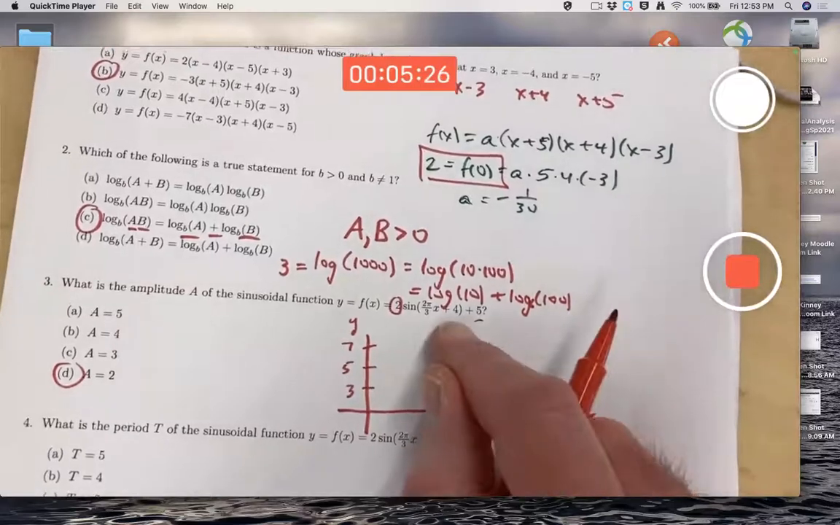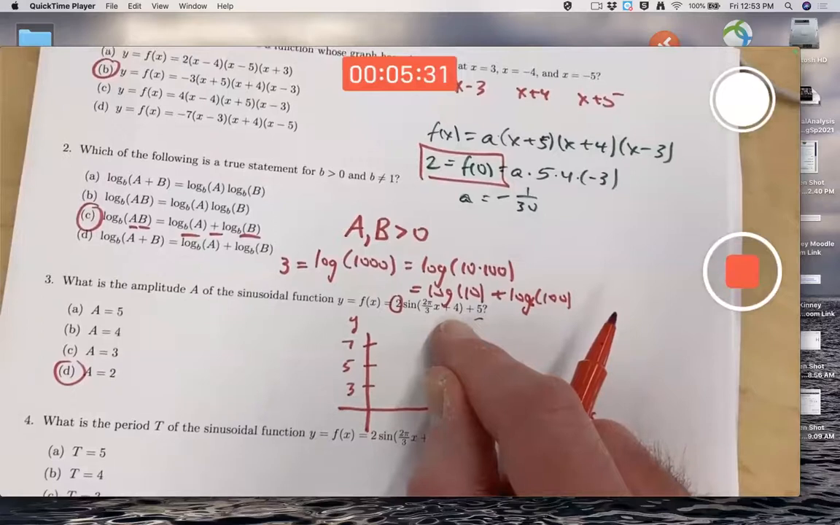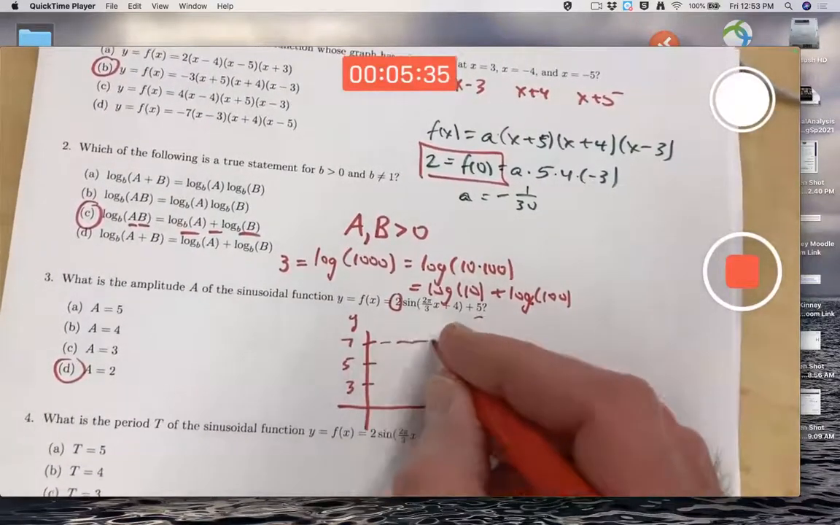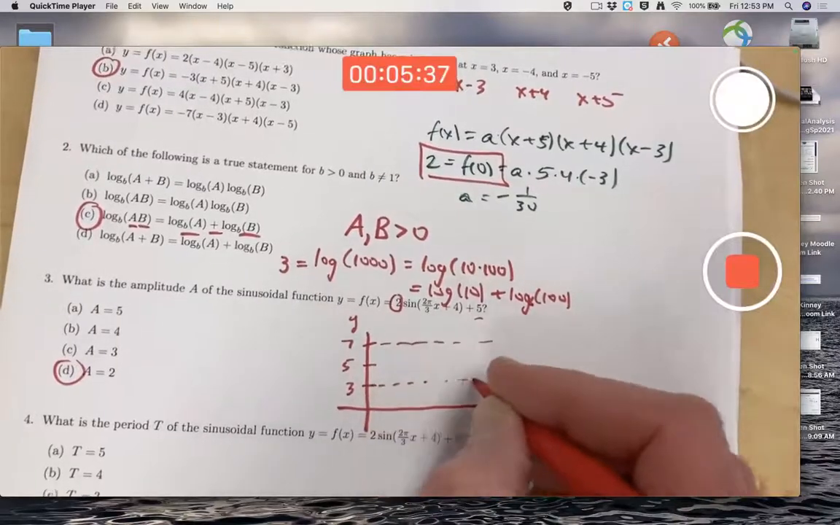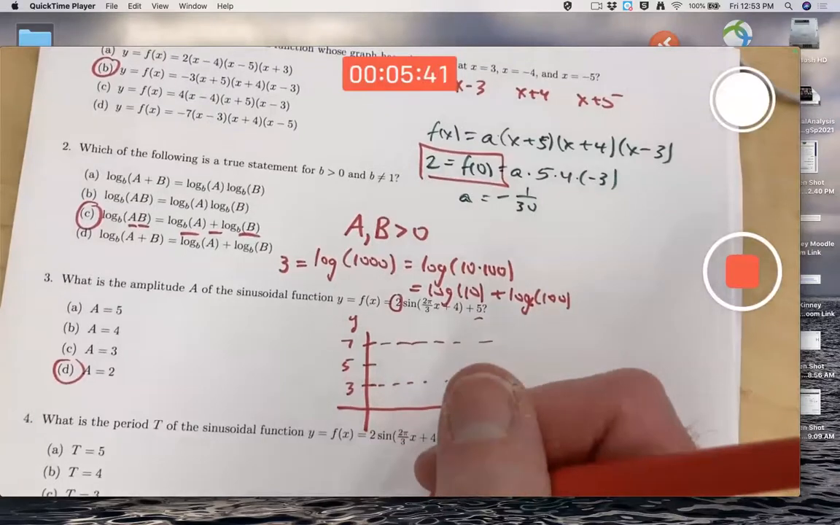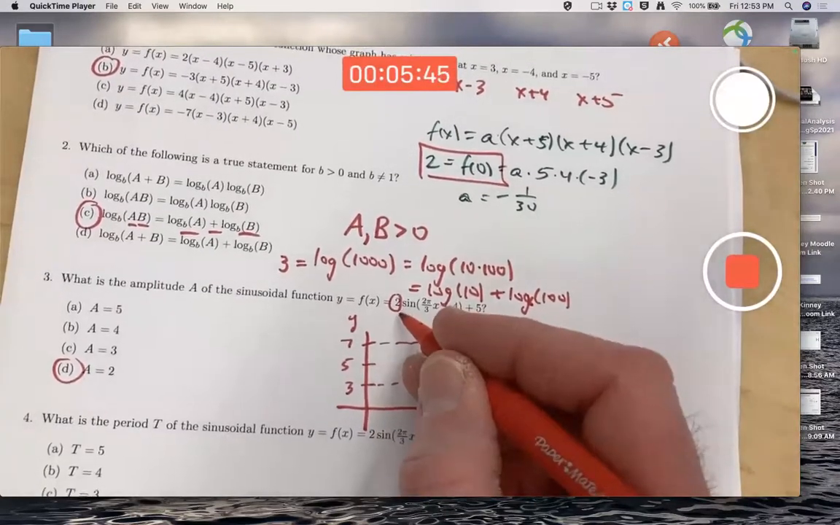By having the +4 in there, it makes it more complicated as far as trying to graph it. I will talk about that in a second here, but just realize that the highest value is 7, the lowest value is 3. The amplitude is half the distance between the max and the min. 2. It's the number right there.